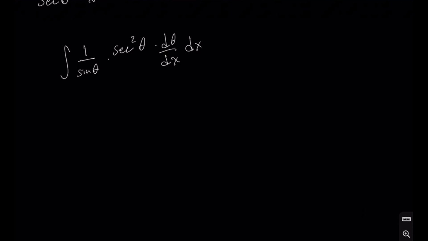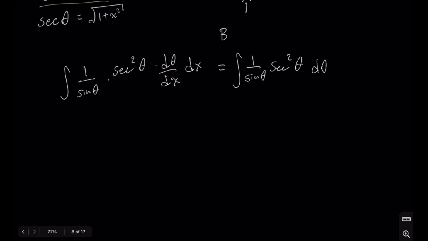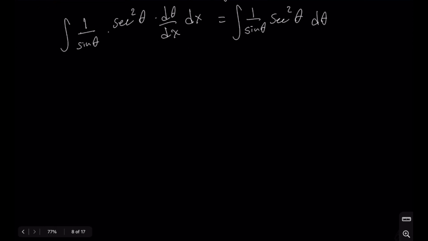So, if you've watched my last video, you'll know that using the rule of substitution, we can say that this is equal to 1 over sine theta multiplied by secant squared theta times d theta. Okay, and usually when I say by the rule of substitution, okay, 1 over sine theta is the same thing as cosecant, so I'm going to rewrite it as cosecant.